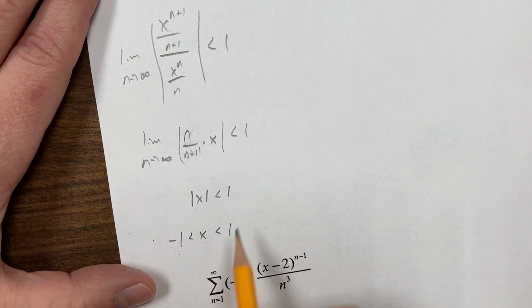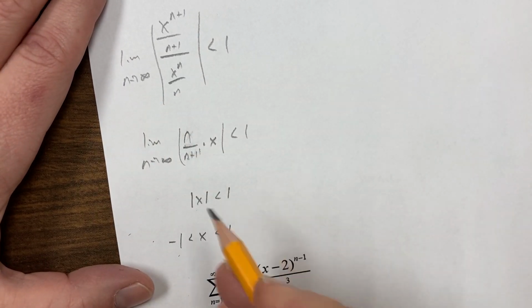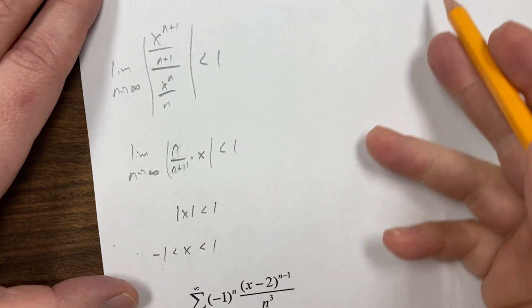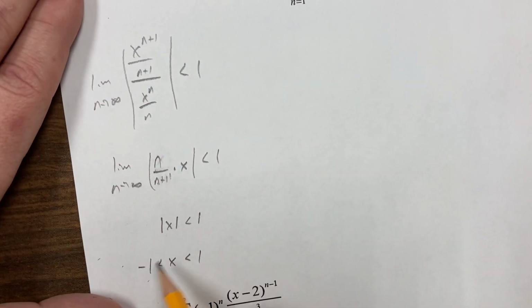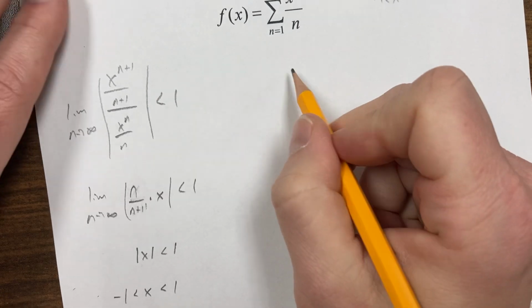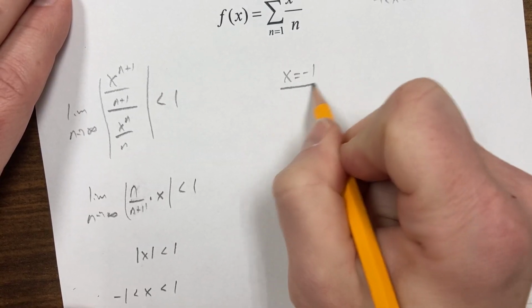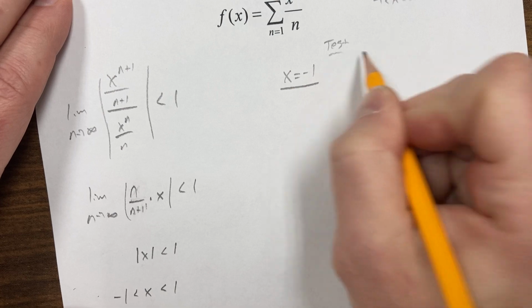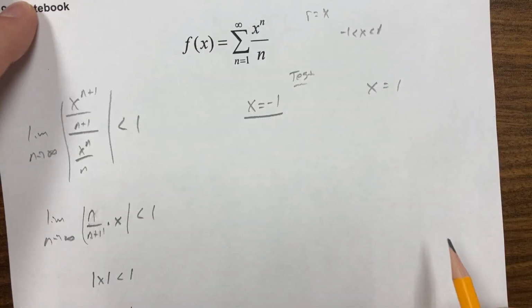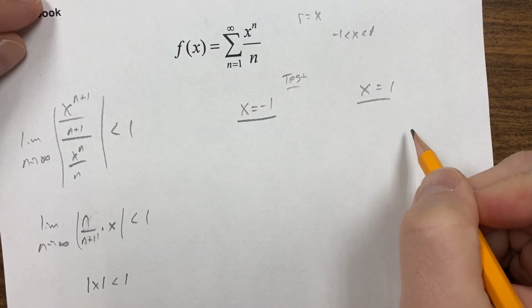And you're wondering, well, what the heck? Why did we have to do all of that? Well, we technically probably didn't. We probably could have started at the same spot. But here's the difference. Now we want to test those endpoints, okay? We're going to test -1 and we're going to test +1, okay?